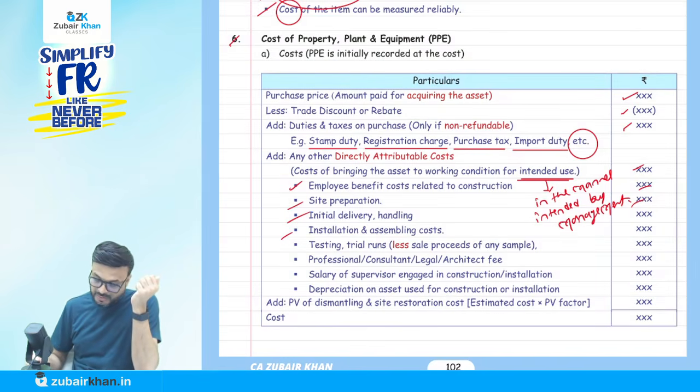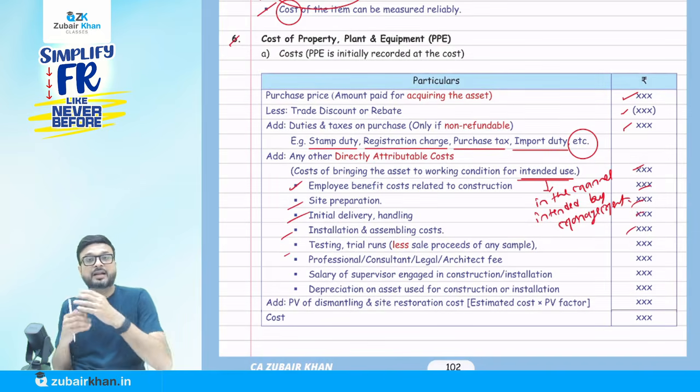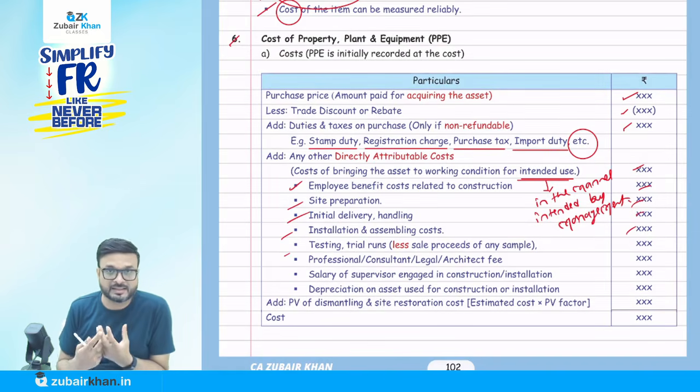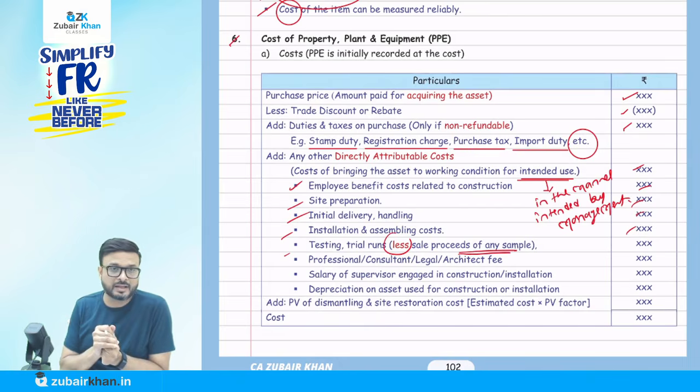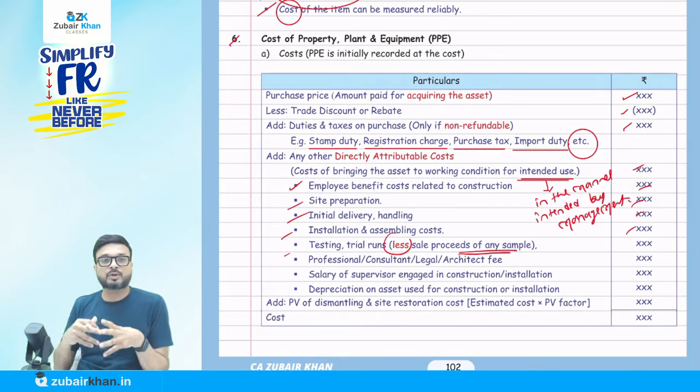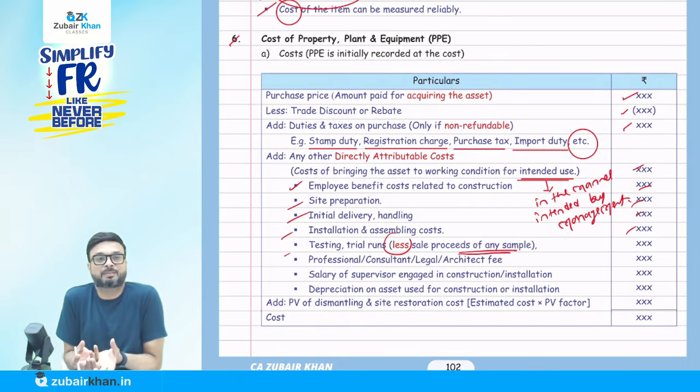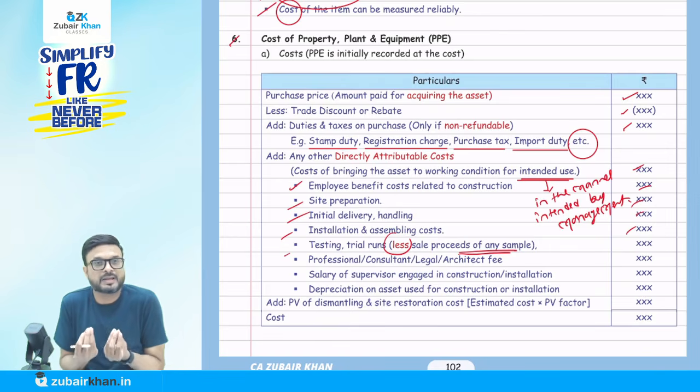Installation and assembling cost also, testing and trial runs also. We are doing the trial run of that particular asset. But they say if we have any revenue from the proceeds of any sample, I'm doing a trial run, but out of those trial runs there are some samples, and I make some.